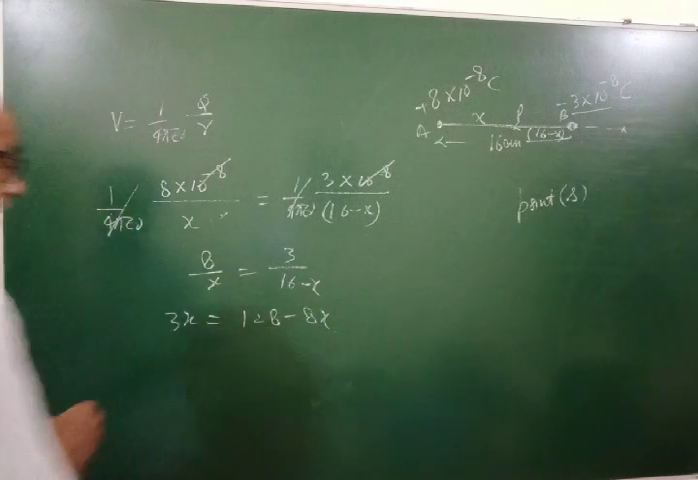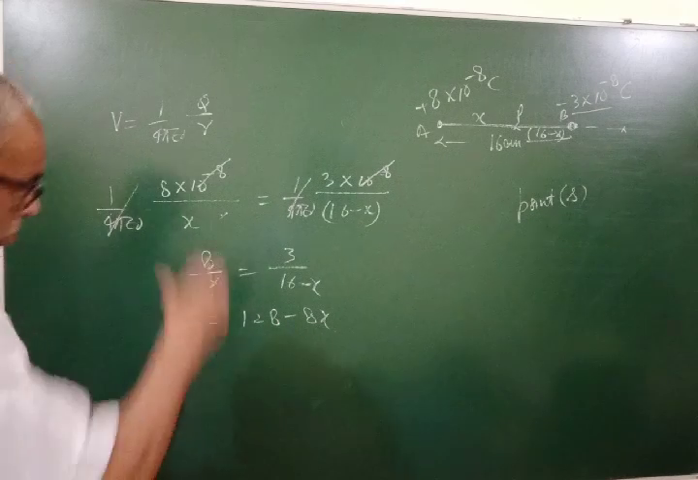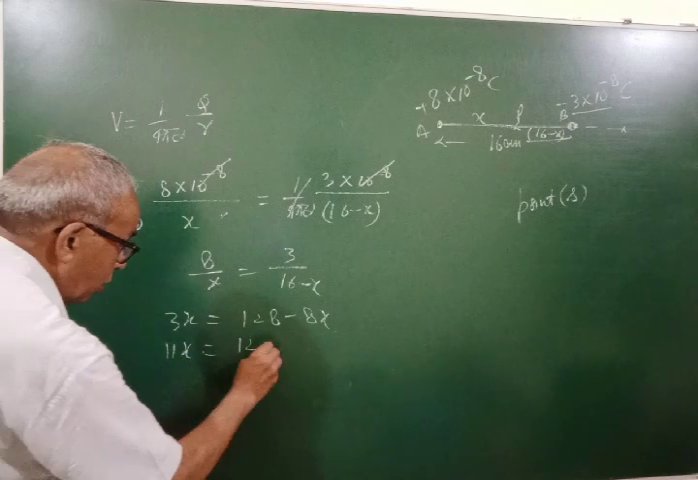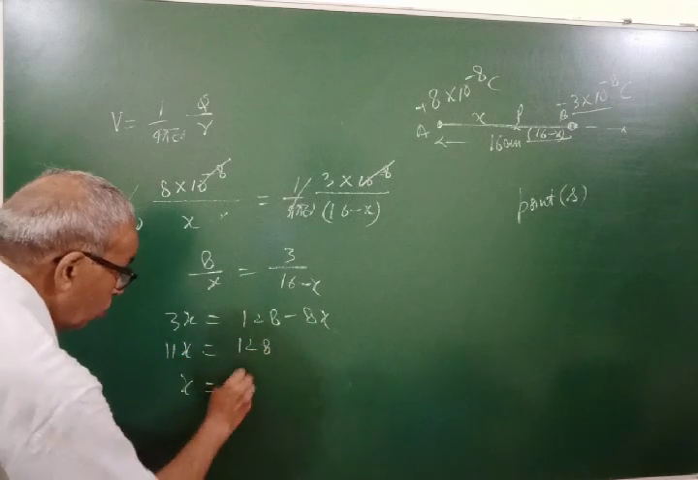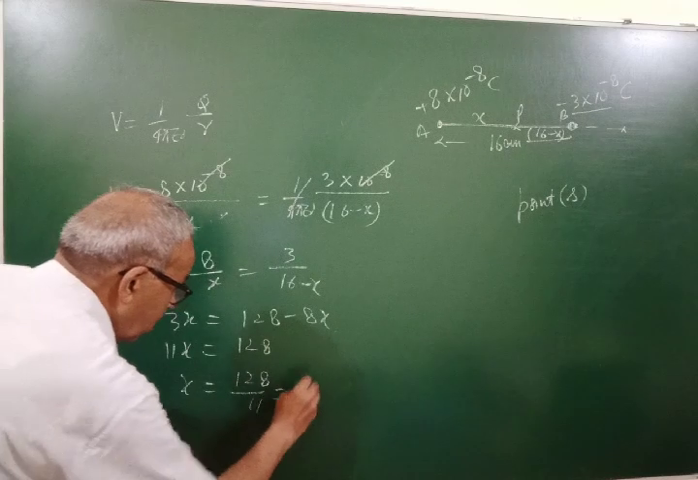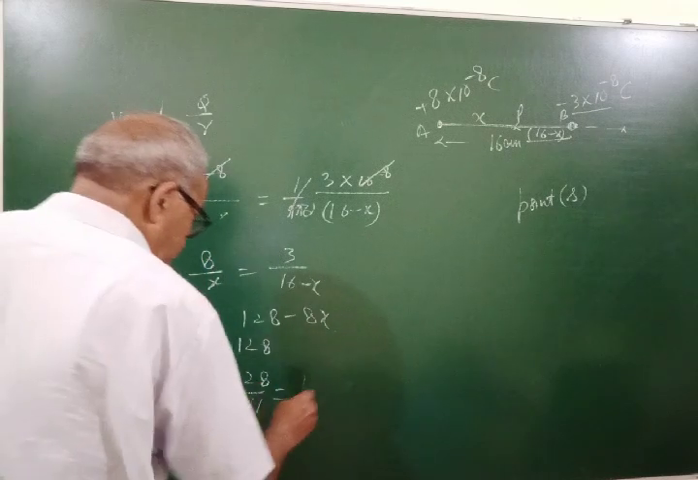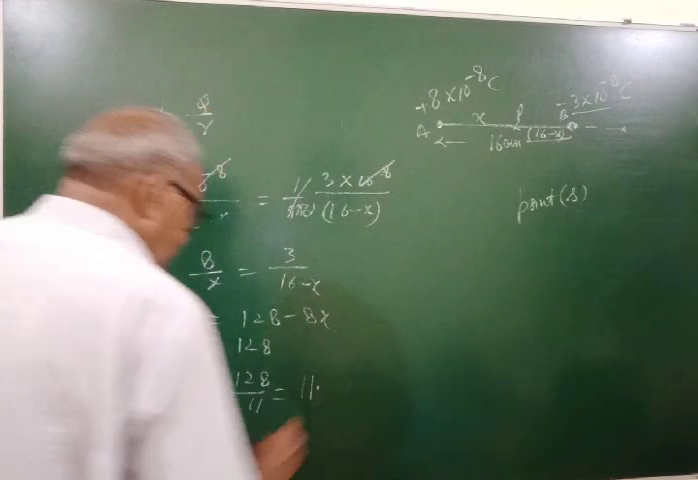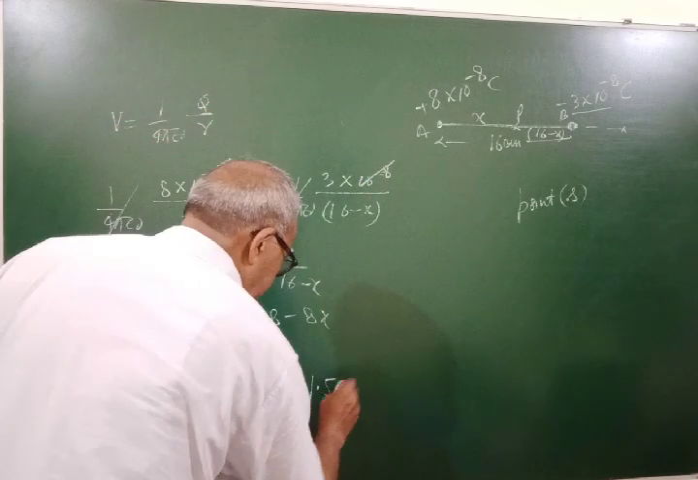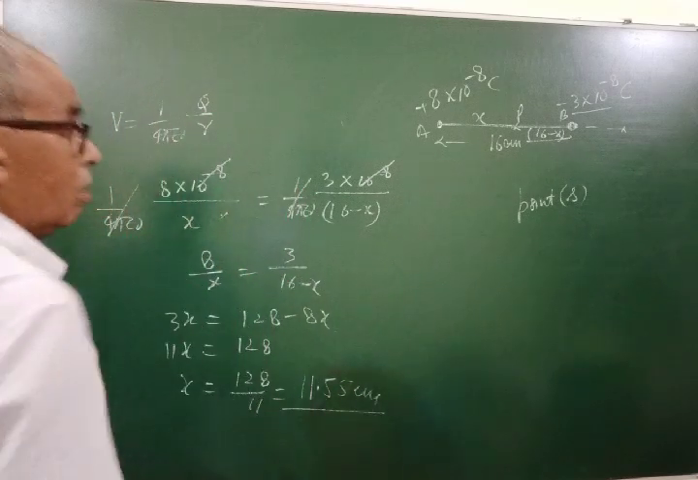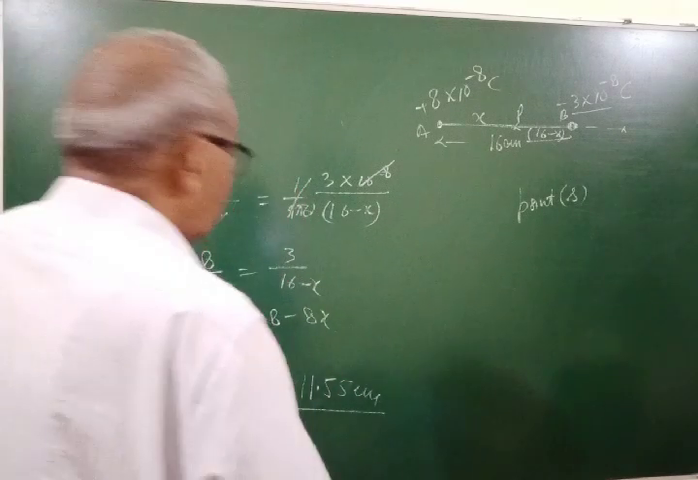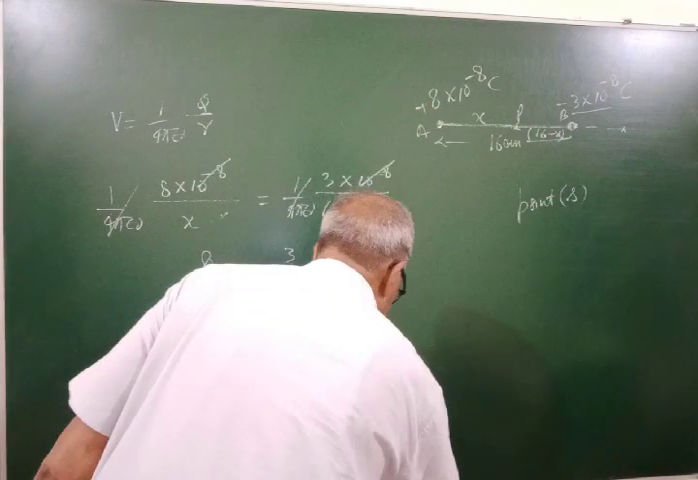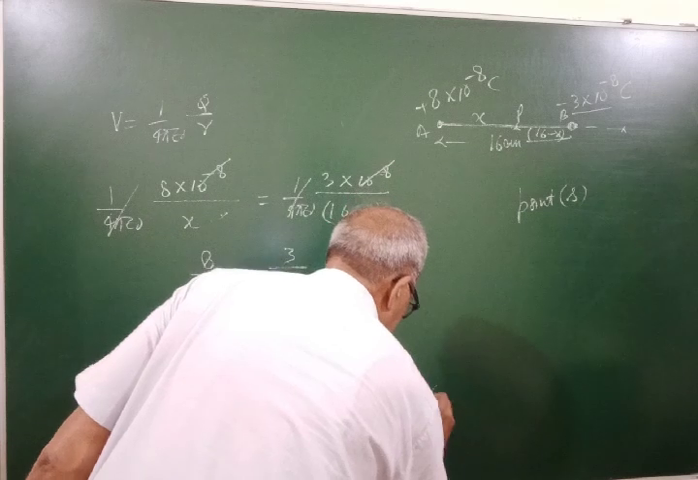It is how much? 11x equals 128. X equals 128 upon 11. 11 1 is 11, 6... 11 5 is 55 and 5. This is in centimeter. This is the point here from A: 11.56, you can say nearly 11.6 centimeter.